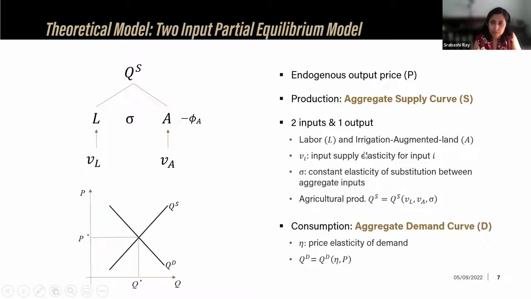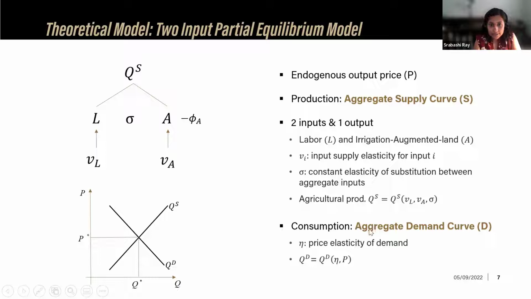Both these inputs, L and A, have an input supply elasticity indexed by VI. I refers to L or A. And sigma refers to the constant elasticity of substitution between the aggregate inputs L and A. So given these three parameters, sigma, VL, and VA, we are able to characterize the aggregate supply curve of the agricultural sector.